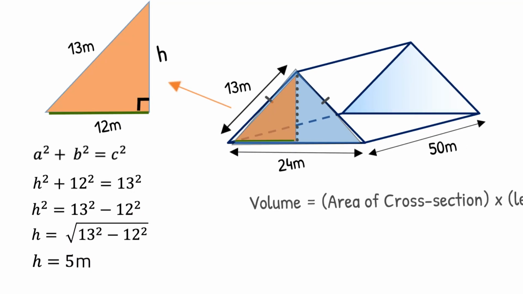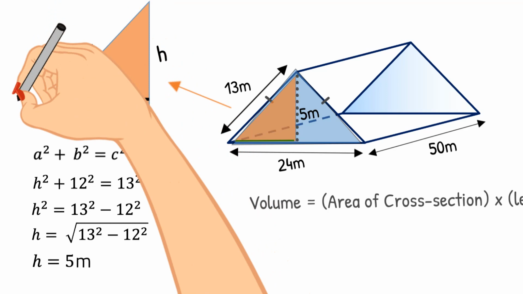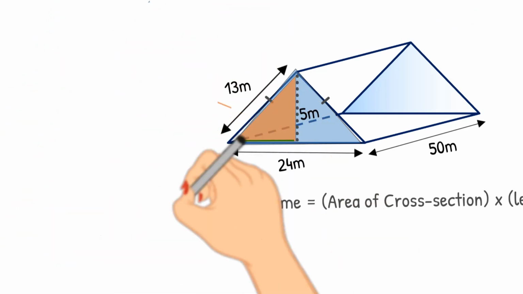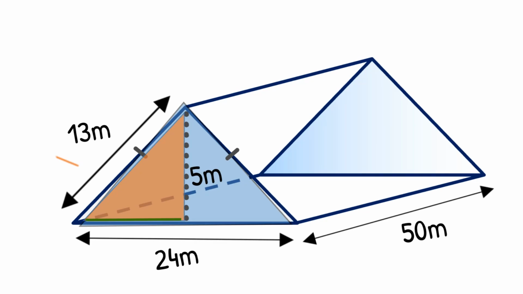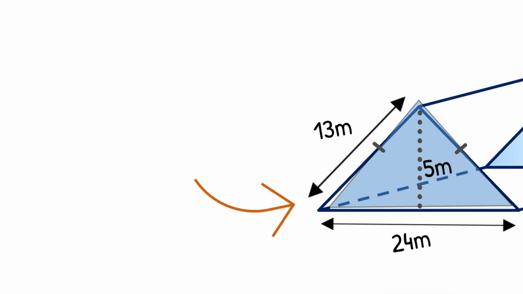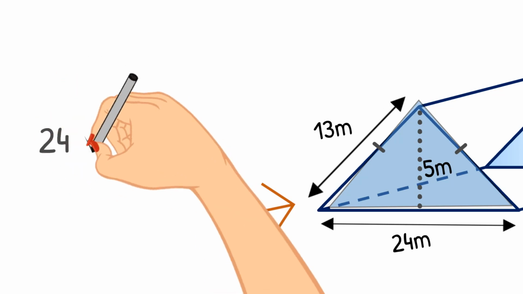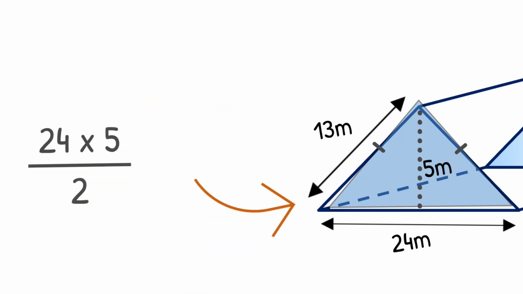that h is 5. So I went through that quite quickly because you should be familiar with Pythagoras' theorem now, and if you're not, really I recommend going and watching my Pythagoras' theorem video. So now we can do base times height divided by 2, which will give us 24 times 5 divided by 2.